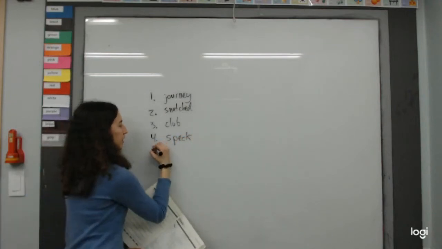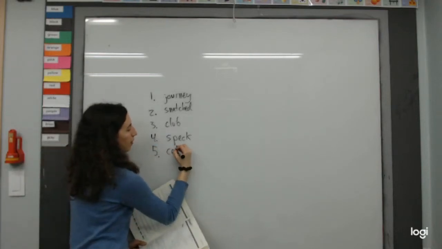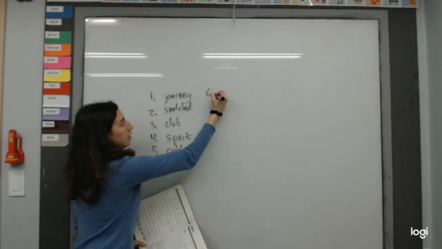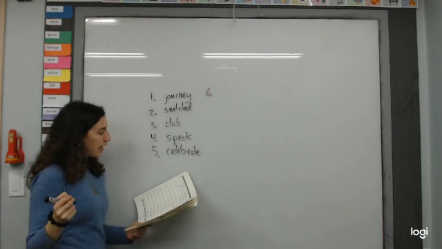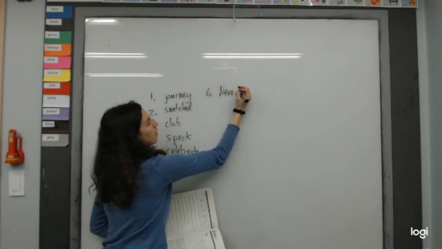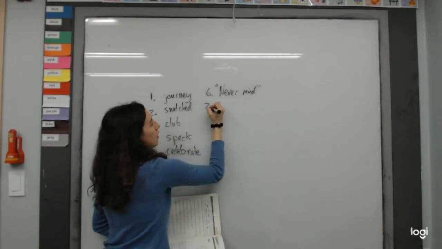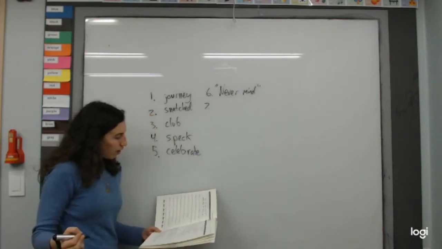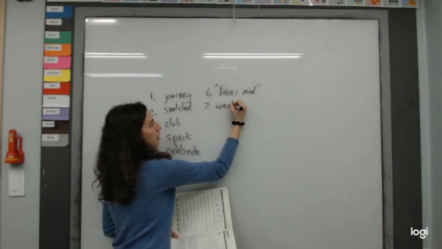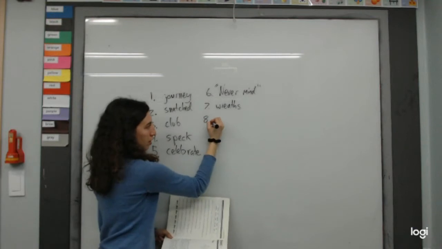Number 5, tomorrow we are going to celebrate my birthday with a party. 6, I was going to help my mom, but she said, never mind, I can do it myself. 7, when a new store opens, people send wreaths of flowers to the owners.